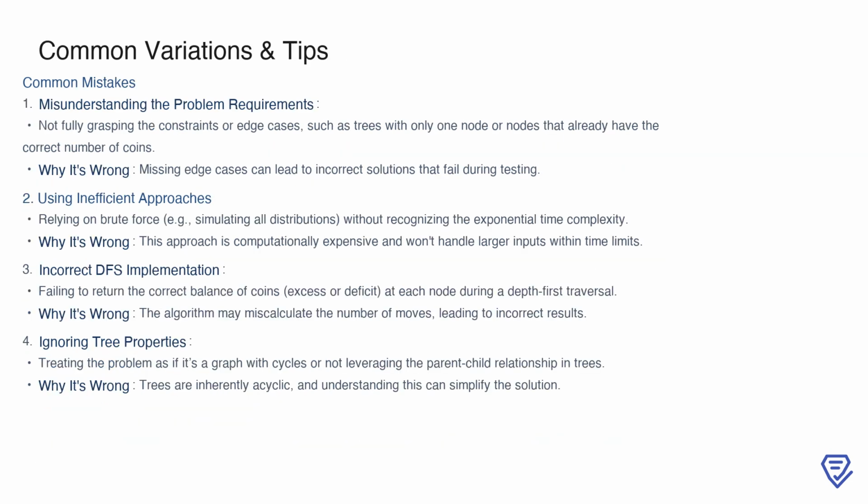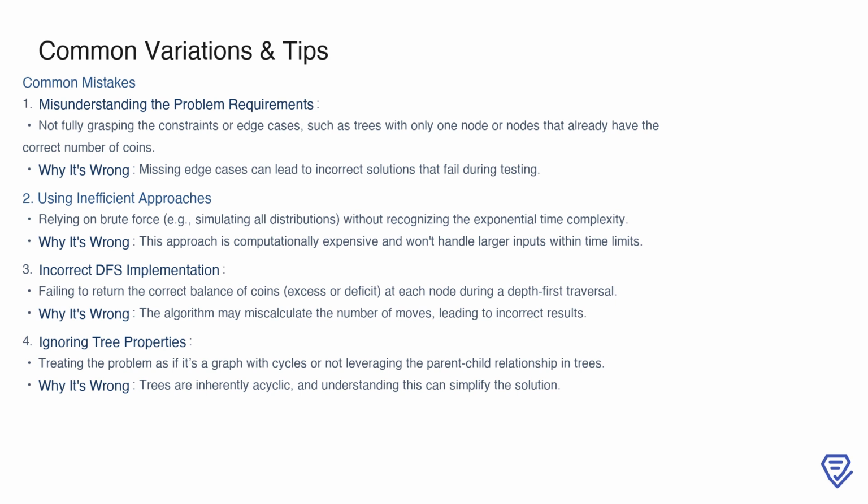When tackling this problem, there are several common mistakes to watch out for. First, misunderstanding the problem requirements can lead to trouble. For example, failing to account for edge cases like a tree with only one node or a node already having the correct number of coins can cause your solution to fail during testing. It's critical to carefully read and understand the constraints and requirements before diving into the implementation.